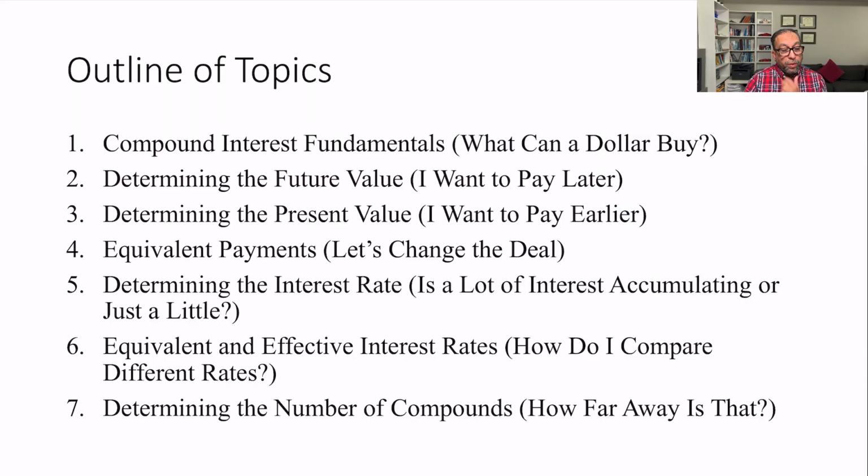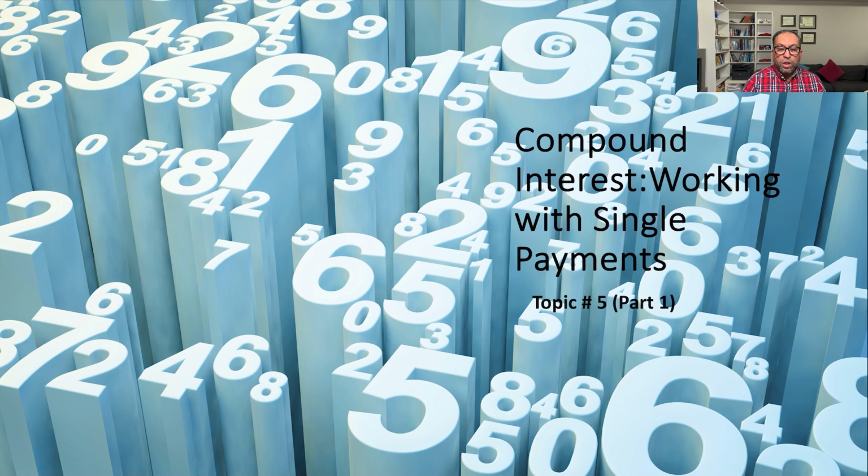What we're going to talk about in this topic: compound interest fundamentals. We will talk about the fundamentals of compound interest, determining the future value based on the compounding, and determining the present value based on the compounding as well. So equivalent payments, determining the interest rate, equivalent and effective interest rates, and determining the number of compounding. The important point to note is that we are talking here about a single payment. Single payment means that we want to pay after the term or after the contract of investment or borrowing in a single payment. Later on, we will talk about annuities.